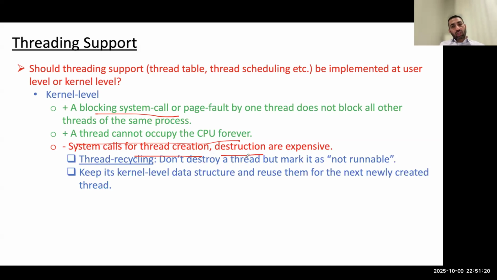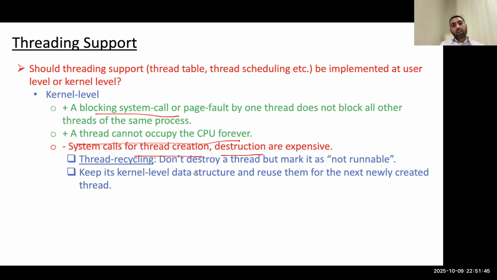Thread creation and destruction are expensive because you need to make the system call. When you make the system call, the first thing is that you are trapping into the kernel. When you create a thread, you are creating a new entry in the thread table, and when you are destroying a thread, you are removing its corresponding entry from the thread table, which takes time, right?